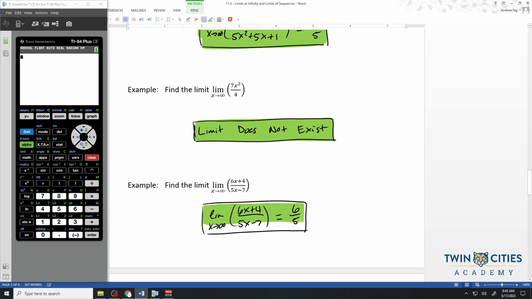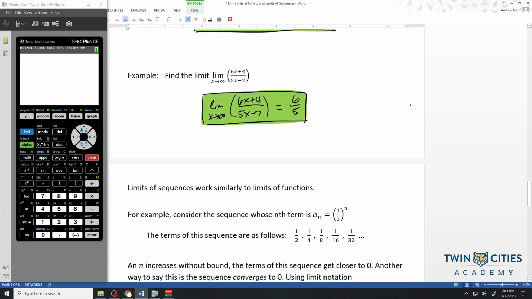And so these problems look complicated when you're first starting out. But really, you can just do them as quickly as we did all of these examples. The next thing we'll do is look at sequences, because they're very similar.